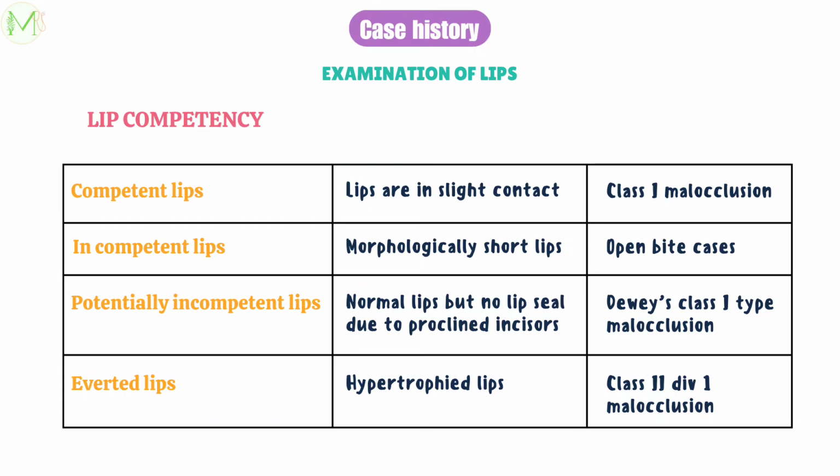We say the lips are potentially incompetent when they are normal lips but fail to form a lip seal due to proclined upper incisors. They are seen in Dewey's class 1 type 2 malocclusion cases. We can also categorize lips as everted if they are hypertrophied with weak muscular tonicity. They are seen in class 2 division 1 malocclusion cases.